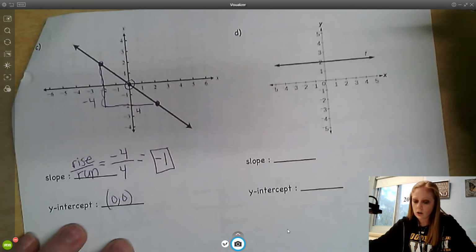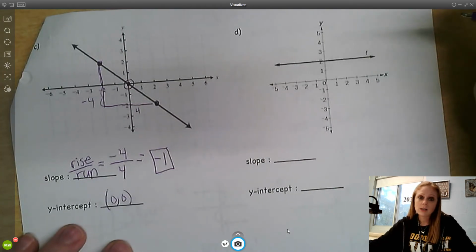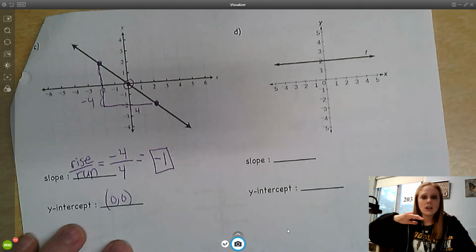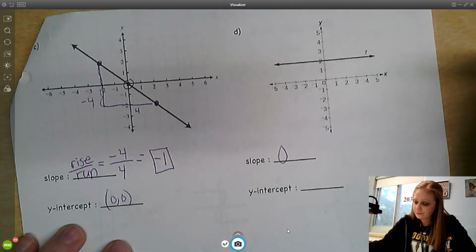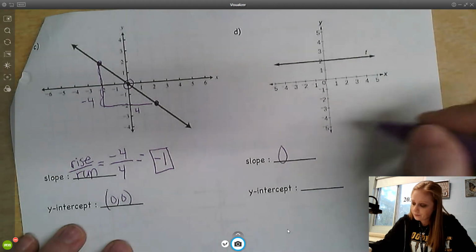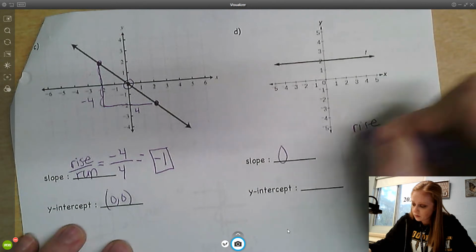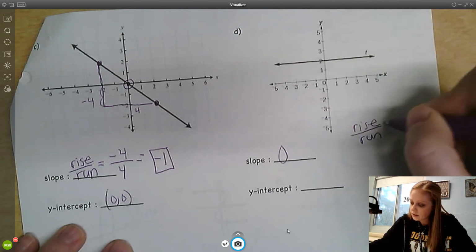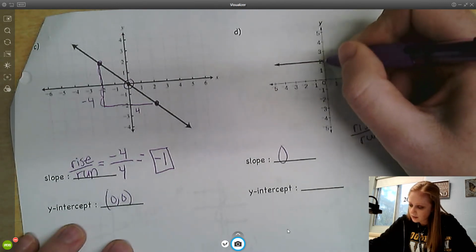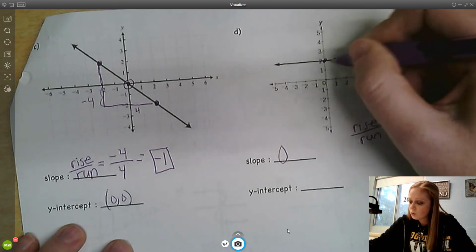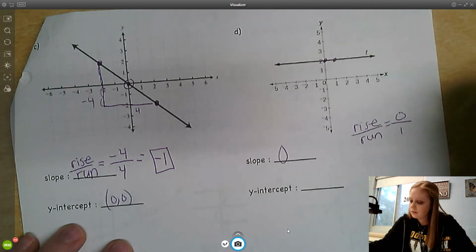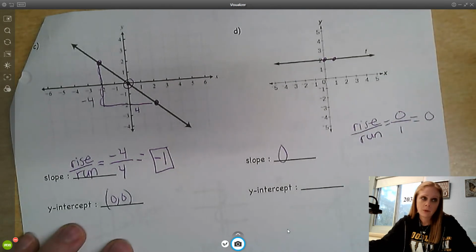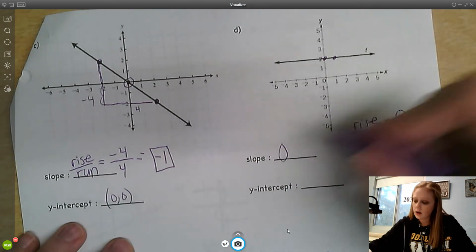Let's look at this one. All right, so this one you should have memorized, that when it's a horizontal line like that, straight across, that is a slope of 0. Now, if you weren't sure, you could do the rise over run. You'll see that to get from, let's say, this point to this point, you don't rise at all. And then maybe you run over 1. 0 divided by 1 is still 0. But you could just memorize that a horizontal line is a slope of 0.